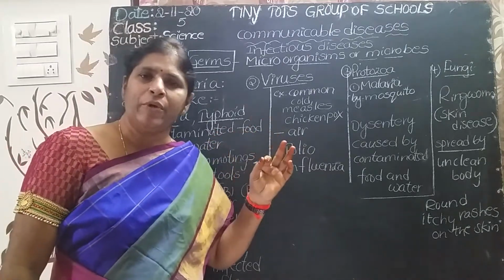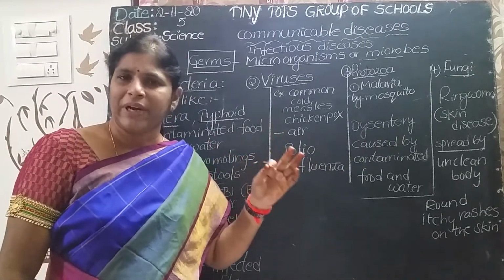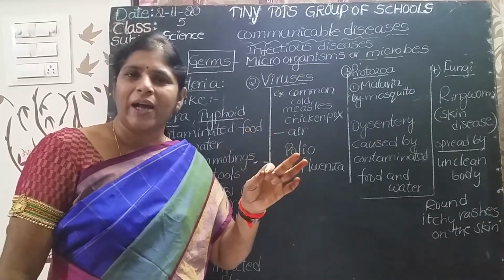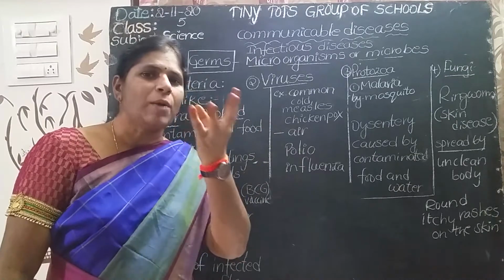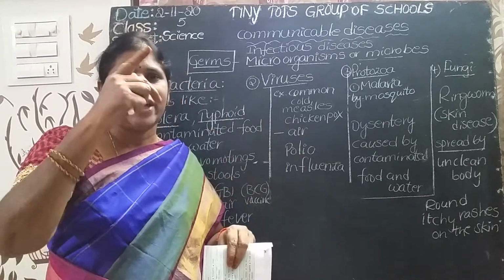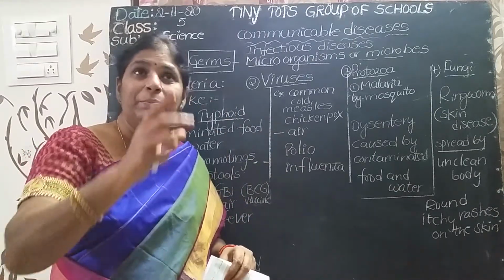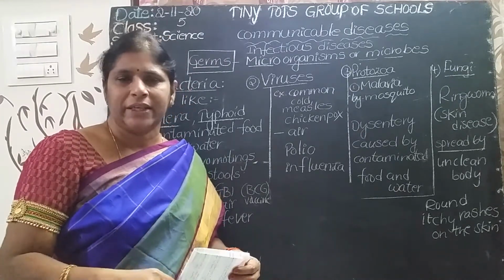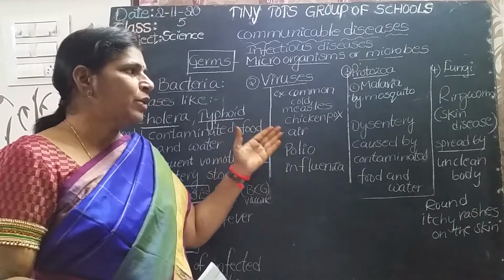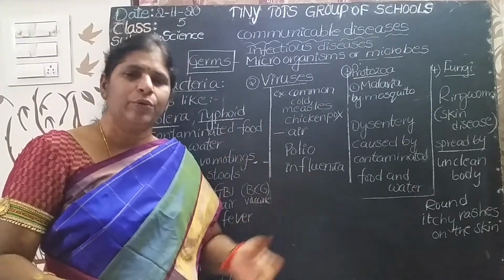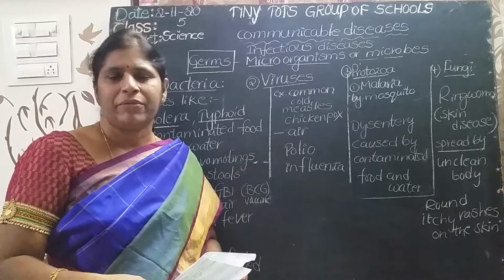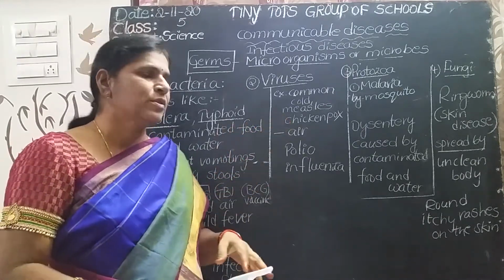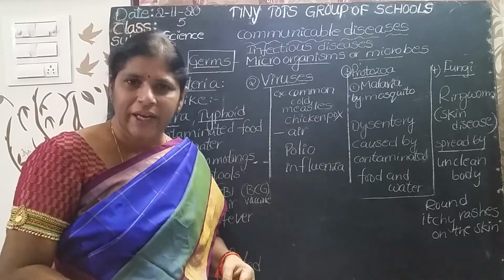If any one of your friends is suffering from measles or mumps, when he coughs, those droplets enter into the air. When a healthy person breathes that kind of air, he may get sick. Children, we regularly face the common cold. Common cold, measles, chickenpox and mumps are caused by viruses.